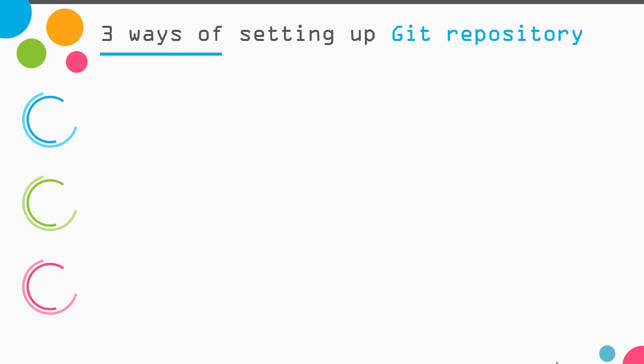There are three ways of working with a Git repository. These three techniques will be illustrated in subsequent lectures. Let us start with the first technique.